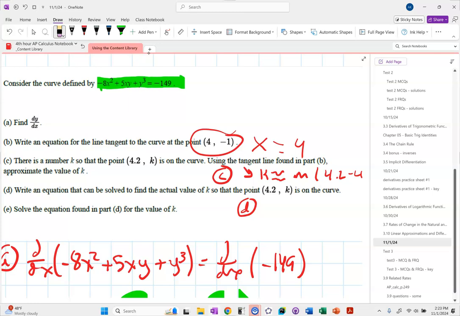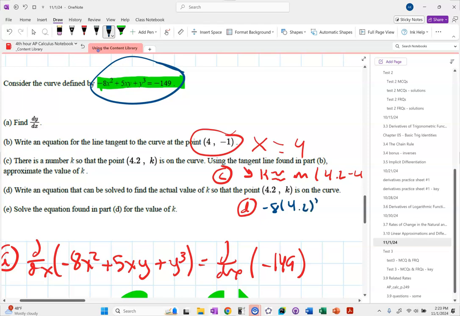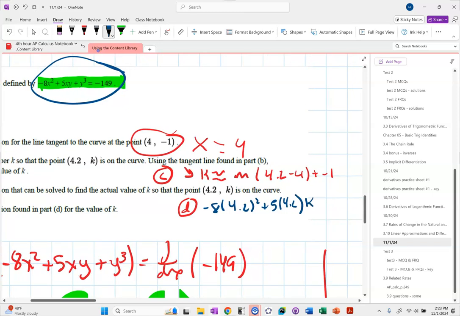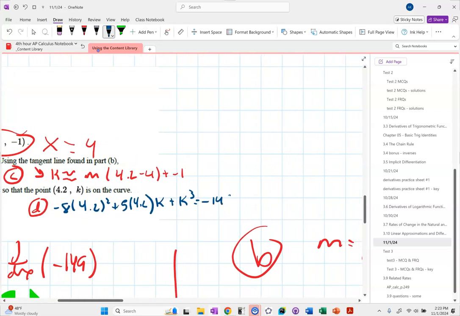All right. So in D, we actually want not just the approximation, which we found in C, we want to find the actual value. So it asks us to write an equation that we can solve for k. What I'm going to do is take this and plug 4.2 in for x and k in for y. That's it. Everybody's okay there?